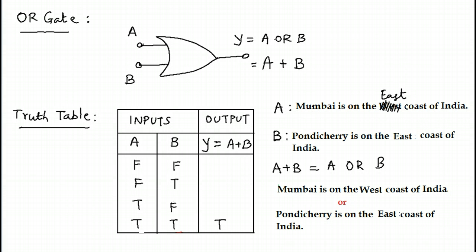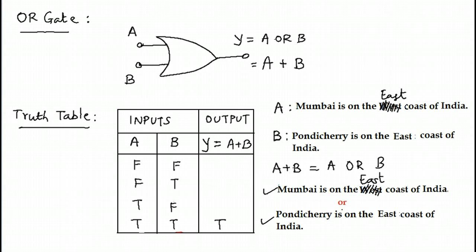The sentence reads, Mumbai is on the east coast of India. It's obviously false. B is the same as before. It's true. Now let's read the sentence in its entirety. Mumbai is on the east coast of India, or Pondicherry is on the east coast of India. It means either this is true or this is true or both are true.